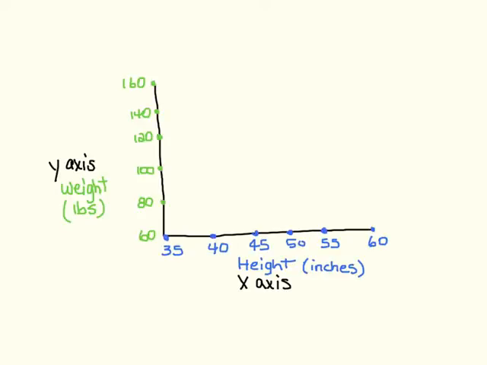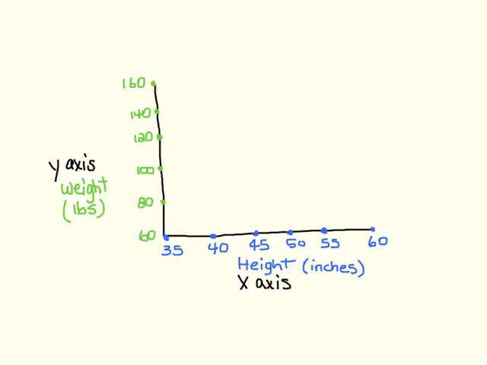Here we see that the weight is measured in pounds and the height is measured in inches. To look at the relationship between height and weight, we're going to look at a few individuals and plot them on the chart. Our first person is about 36 inches in height, so that's right here, and this person weighs about 70 pounds, so that's here.